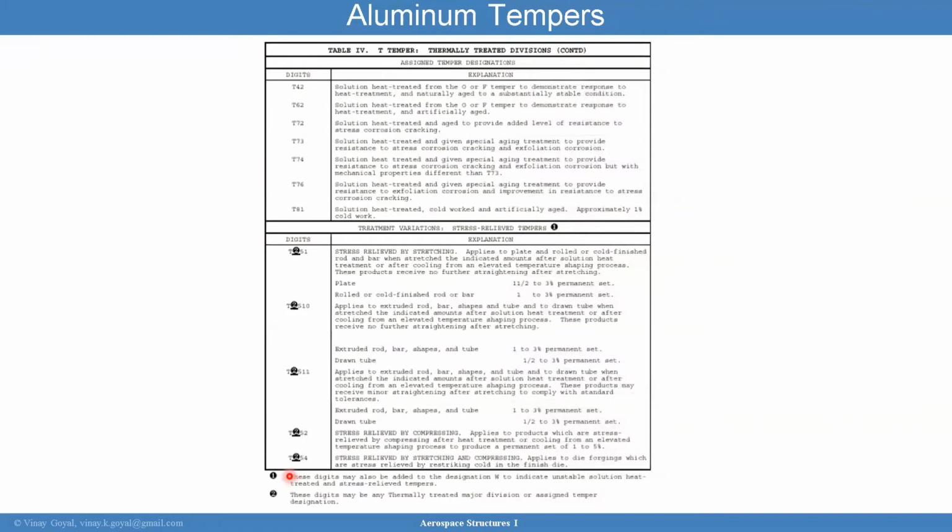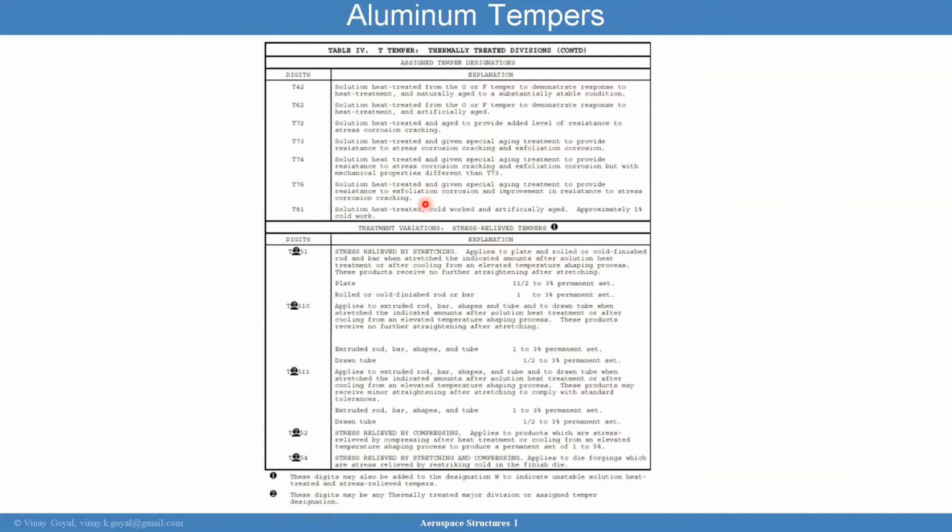Here are additional temper designations. Here you have T42, 62, 72, 73, 74, 76, and 81. And what is shown here is the heat treat for various conditions. And I invite you to pause the video and study this on your own, and even do a print screen if you can, and digest it.